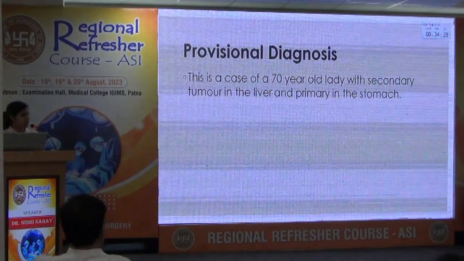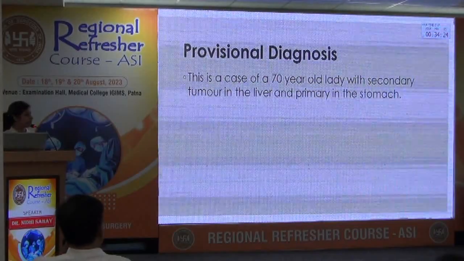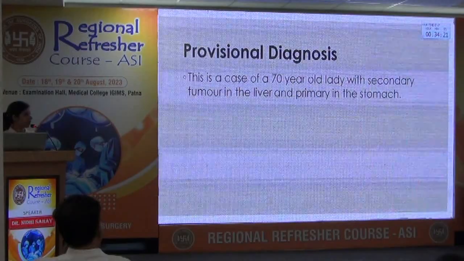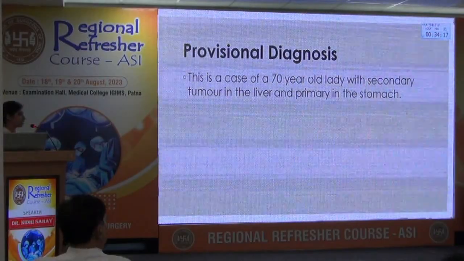Based on this clinical history and examination, I conclude that this was a case of a 70-year-old lady with secondary tumor in the liver and primary in the stomach. Thank you for the examination.